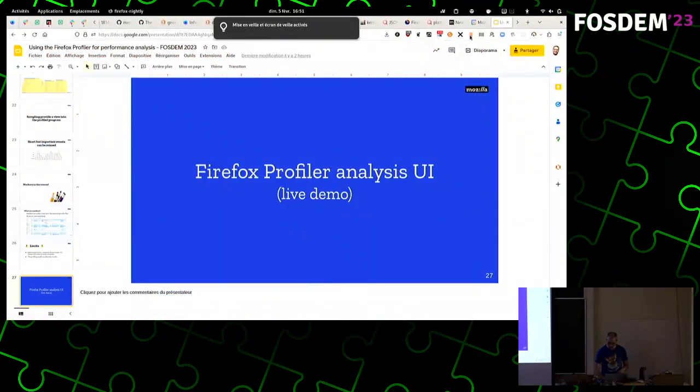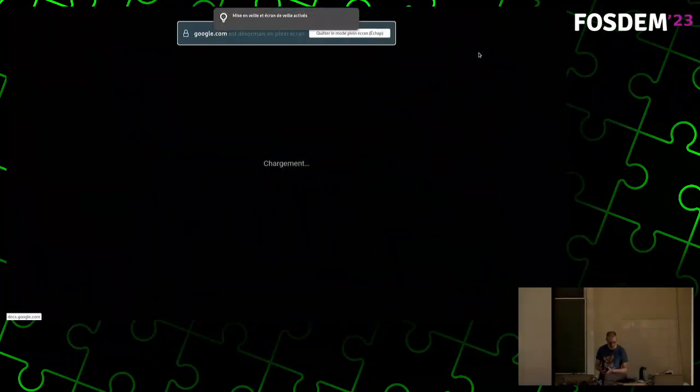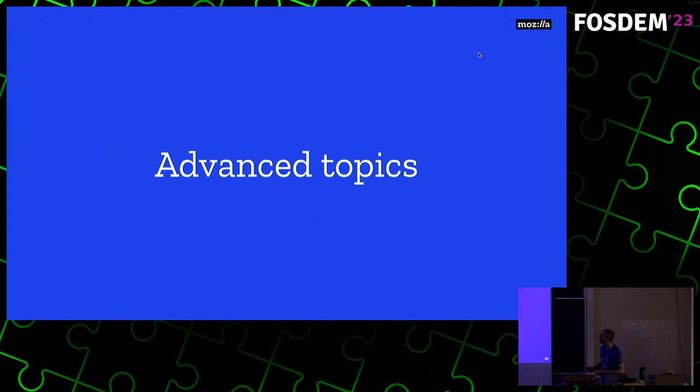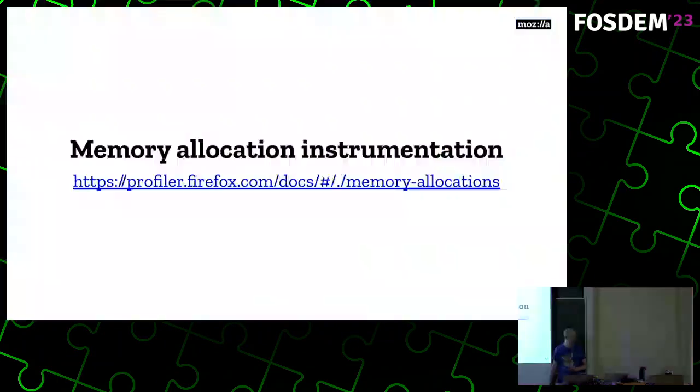So let's come back to the slides. Okay. Some more advanced topics now. The advanced topics are less exposed for a reason, because they're also less finished, less polished. You can enable this stuff from the edit settings button that I was showing earlier. And one thing you can do is memory allocations.